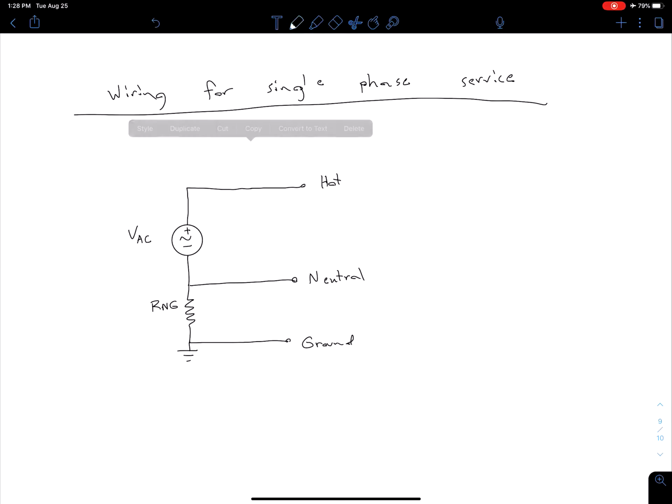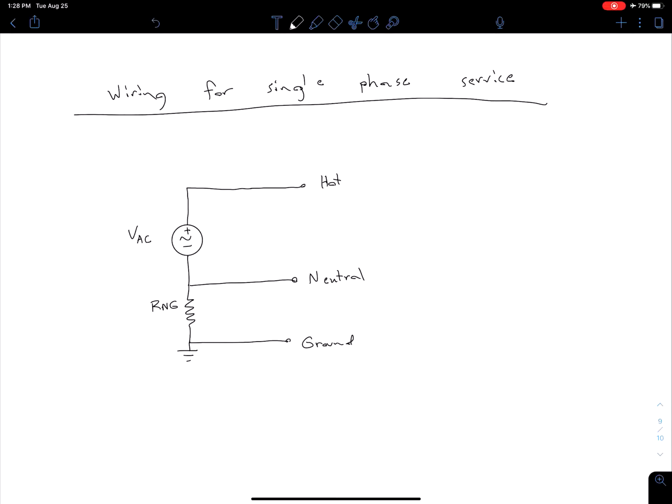So again, this is just for one phase. We know we have this one VAC source. We then have a hot line, which is the positive side of that. The negative side of that is our neutral or return line. And then we also have some resistance between our neutral line and ground, which is connected to an earth ground.